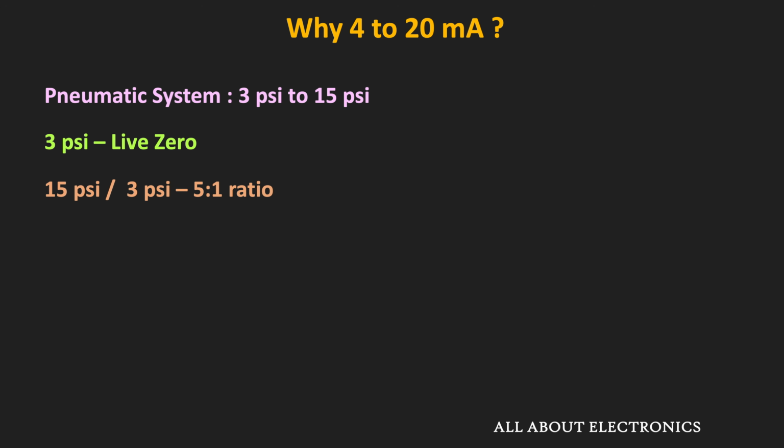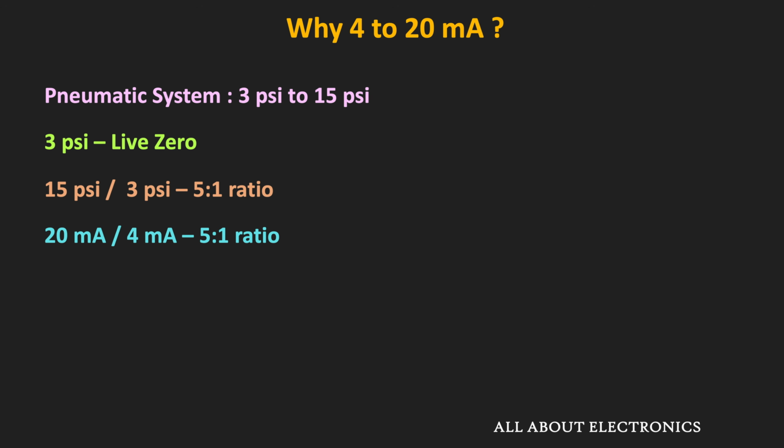And similarly, the 15 psi pressure was the 100% signal. So when the equivalent electronic standard was being developed at that time, the engineers wanted to create a system that is analogous to the pneumatic system, because the technicians and the engineers at that time were already familiar with the pneumatic system. So if you see the ratio in the pneumatic system between the maximum and the minimum value, that is 5. So the same ratio was also maintained in the new standard. So that is why the range in this standard is from 4 to 20 mA.